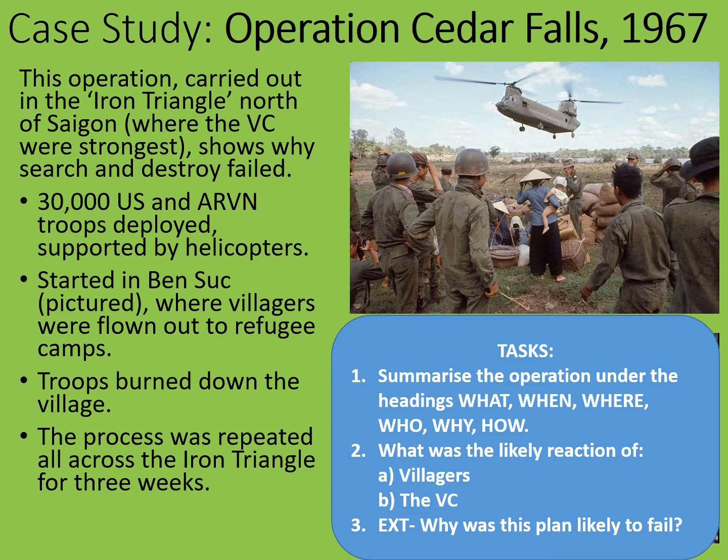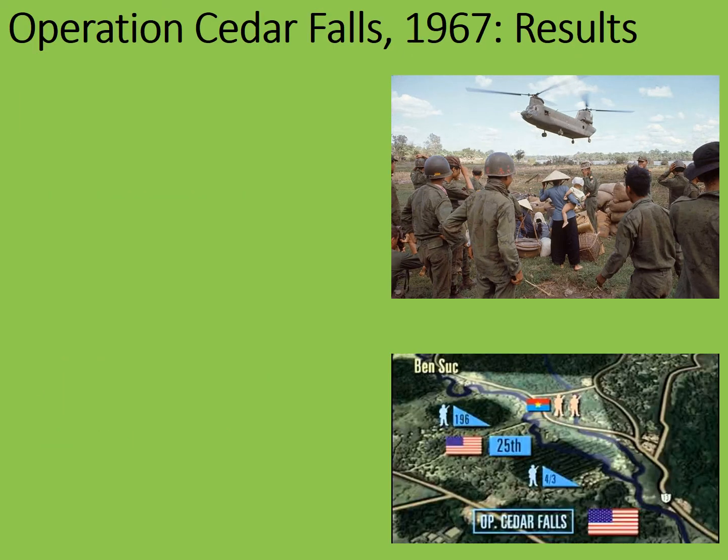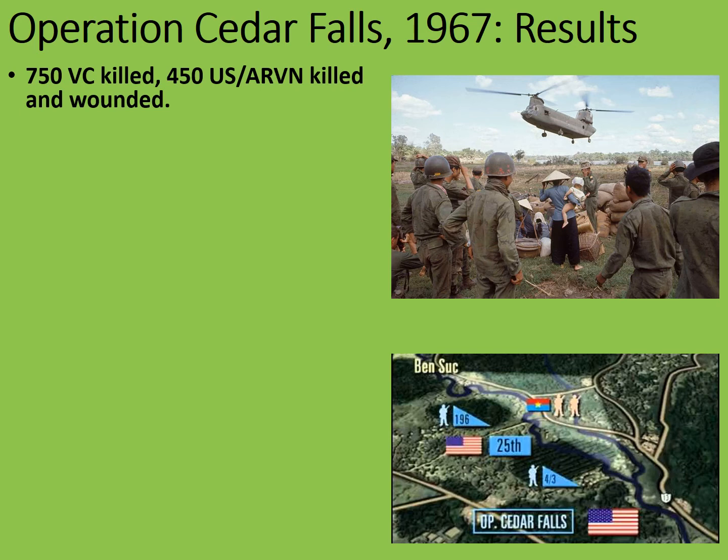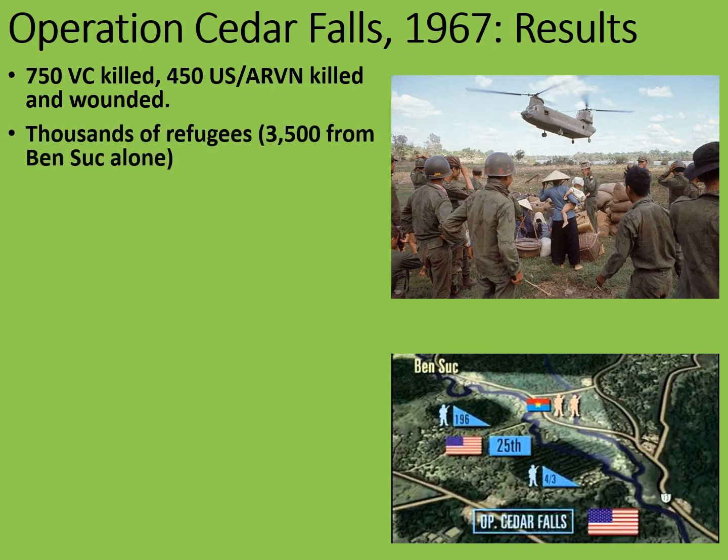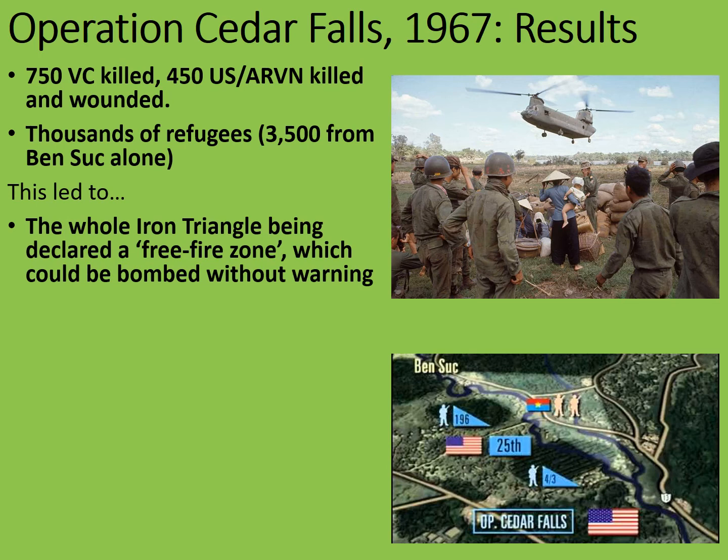Ready to move on? Alright, well let's consider the outcomes of Operation Cedar Falls. These were the results. 750 Viet Cong were killed, 450 US and ARVN were killed and wounded. Thousands of refugees, 3,500 from Ben Suc alone, were moved away from their homes. This led to the whole of the Iron Triangle being declared a free fire zone, which could be bombed without warning. The idea was that once the villagers had been moved out, it was known and spread around that the entire area was subject to be bombed at any time and without warning.